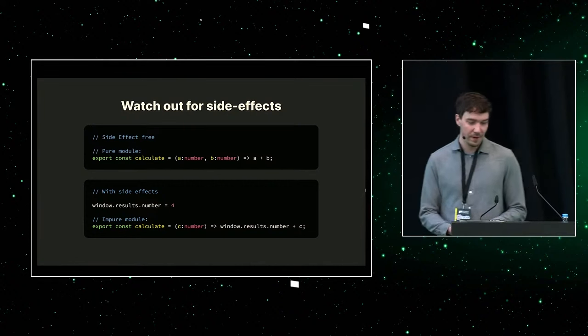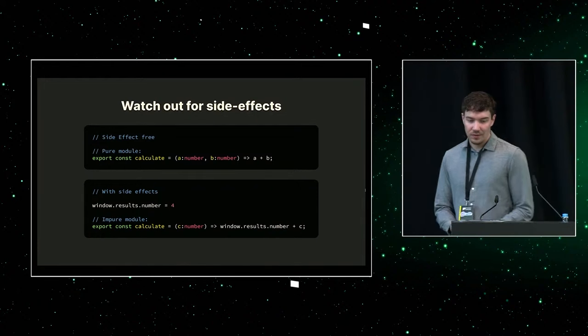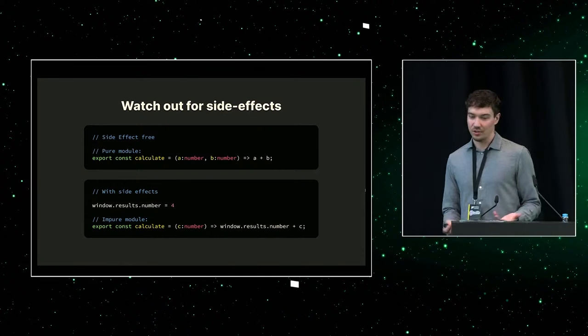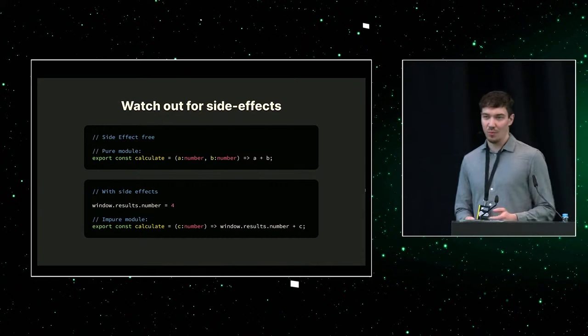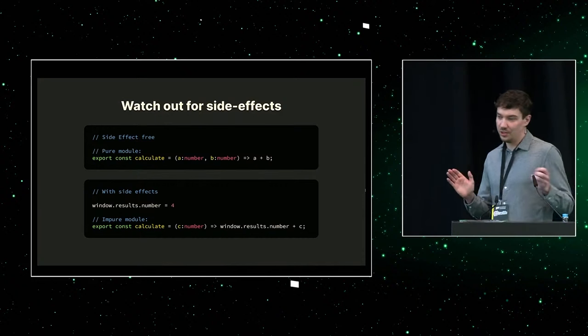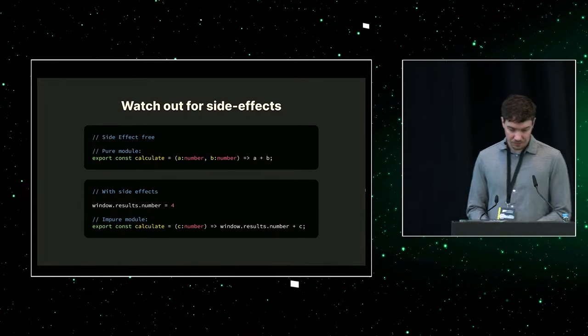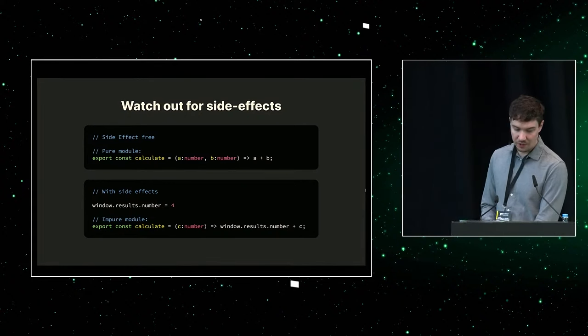For example, you're declaring some properties on a window object, then the bundler can detect that and it sees there are some side effects. And to make sure everything will work, some compilers will say, okay, we don't do tree shaking because there are some side effects. So you need to make sure whether you have side effects or not.